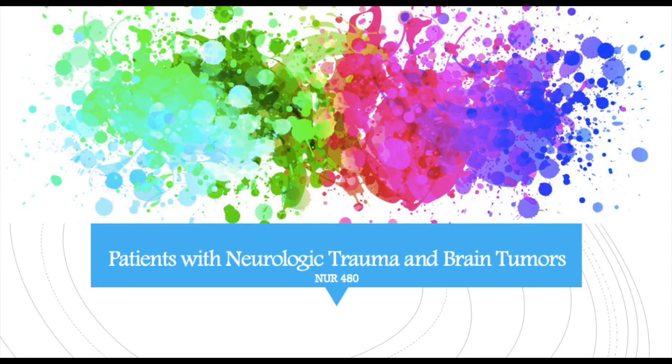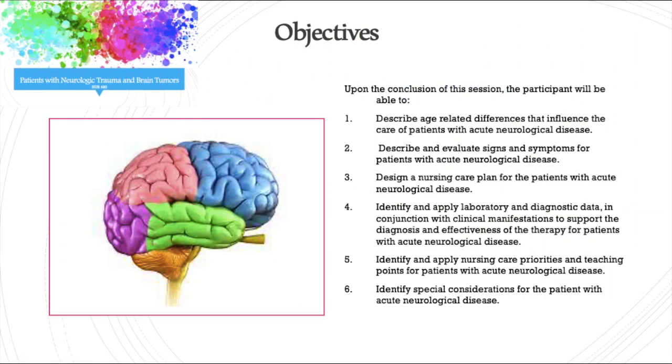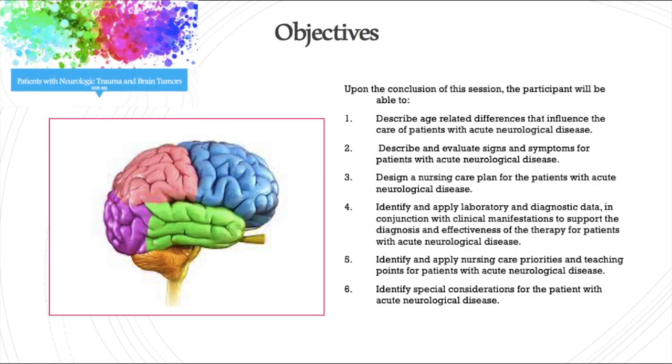And so today I'm going to share with you my knowledge about neurological disorders and how to care for patients suffering acute neurological conditions like traumatic brain injuries and spinal cord injuries. We're going to talk about the age-related changes that influence the care of patients with acute neurological diseases.